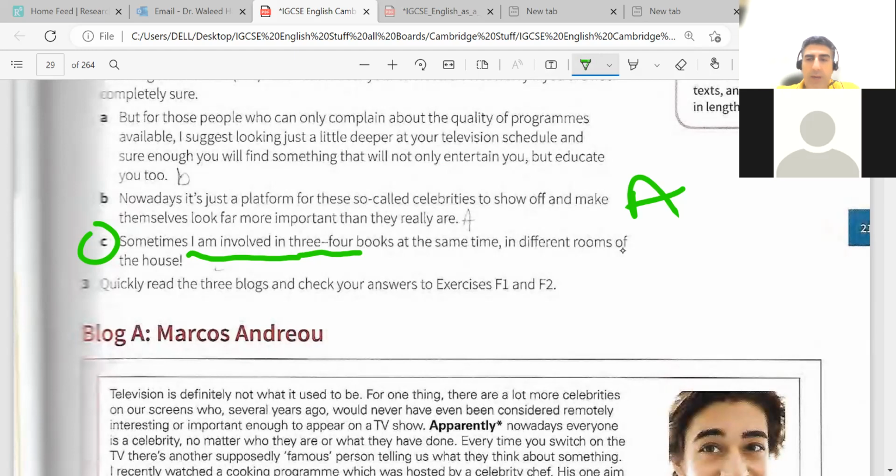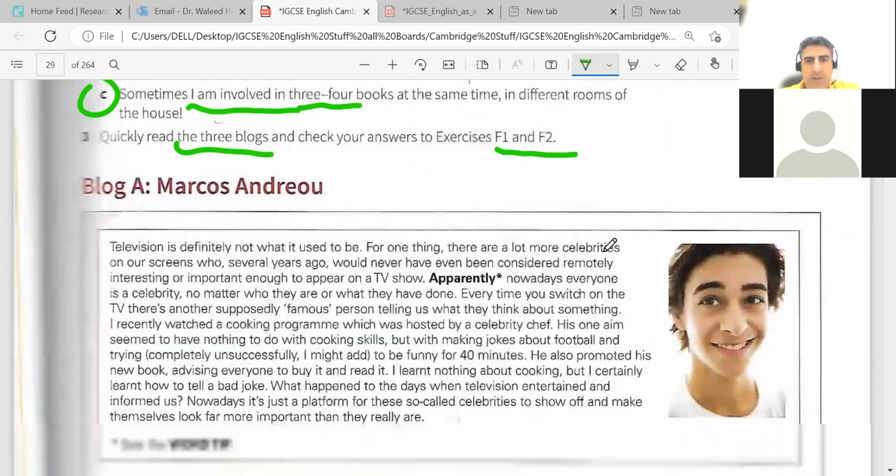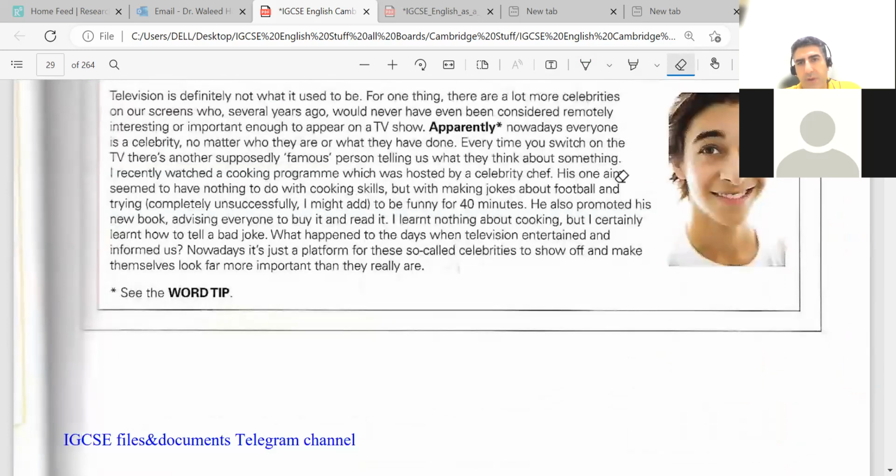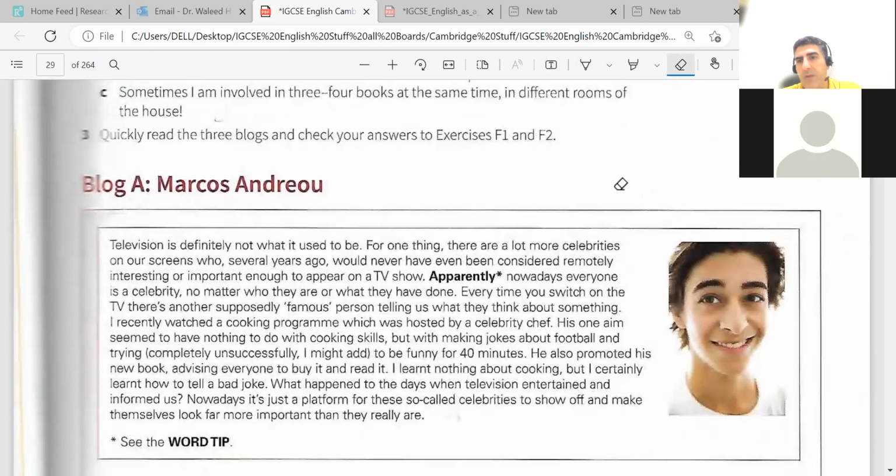Perfect. So now, ya Khalid, it's time to read the three blocks. So quickly read the three blocks. Check your answers to exercises F1 and F2. Read the first block quickly, ya Khalid, please, and let me know, are you right or not? By the way, ya Khalid, read it carefully. Try to focus on the content of this person and focus on the key ideas.